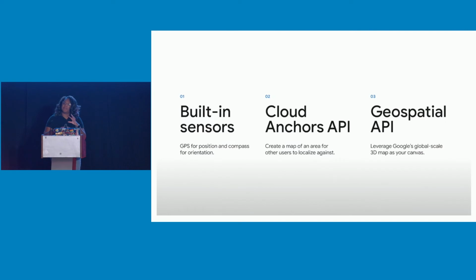So there are a few different options that you have when you're trying to build a location-based AR application with ARCore. You can use the built-in sensors, something like GPS. GPS is very convenient, but not super accurate, so think through that. And then you can also use something called the Cloud Anchors API.